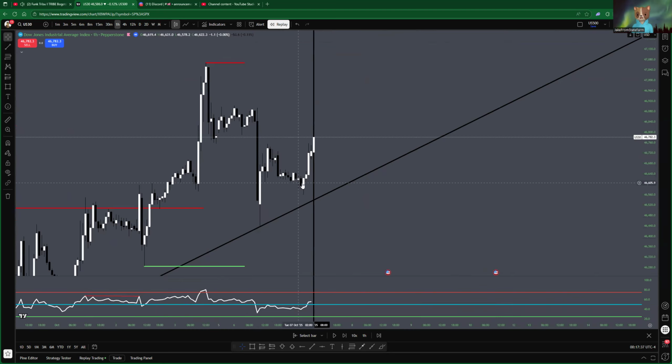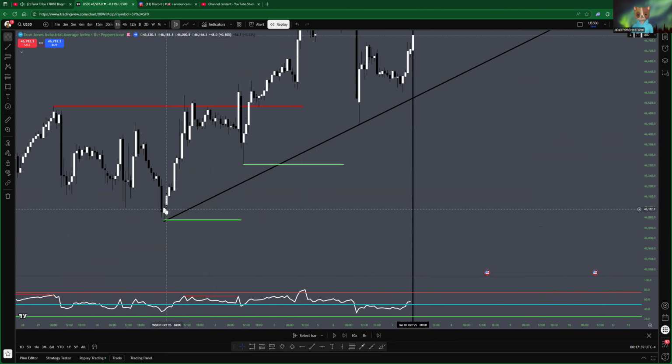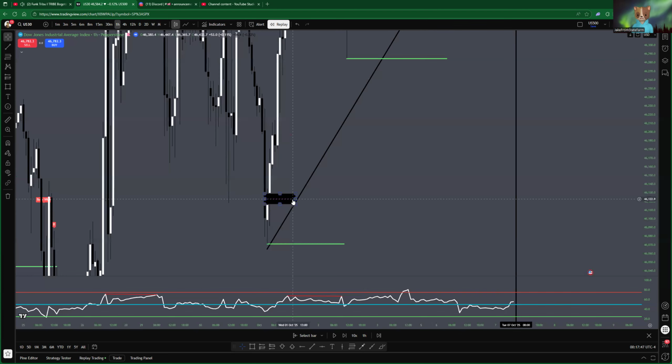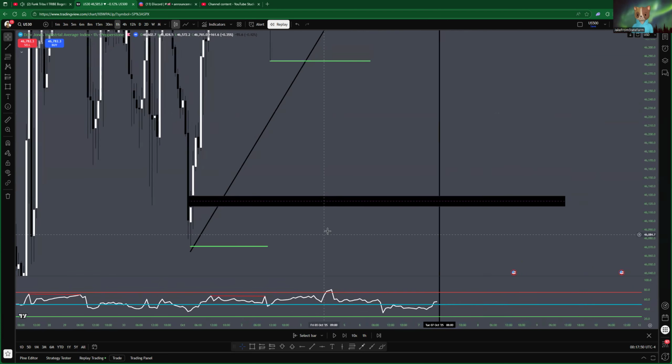Let's see if any gaps happen from Monday to Tuesday. No, but we do see the small little gap here that we are considering on our last video. So let's go ahead and still highlight it. Still hasn't been filled in.